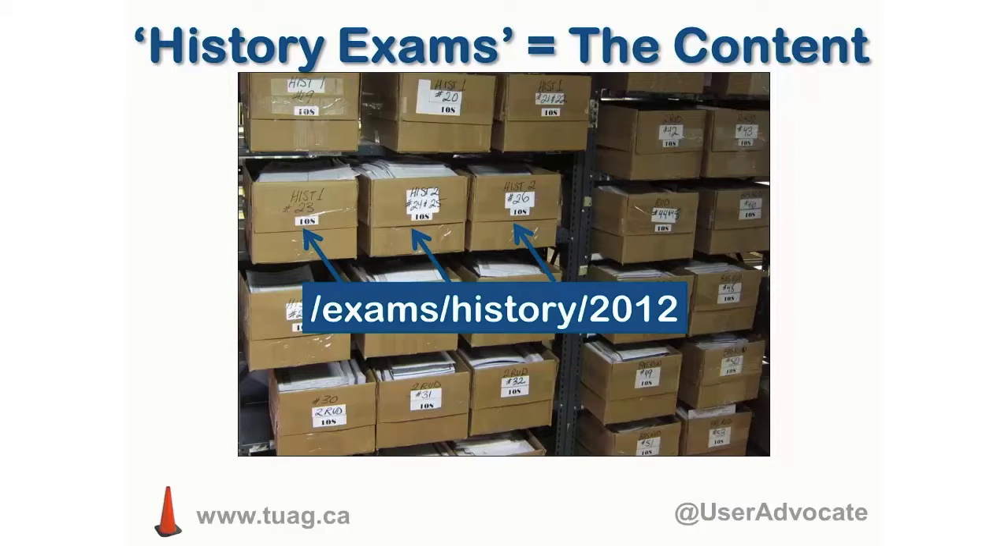These 3 boxes, not just one, this is a hypothetical situation, but I'm going with it. Exams, history, 2012. I think we all know what's in those boxes, just by that system of notation. But why can't we really think like that? I mean, fundamentally, why can't we build a site like that?